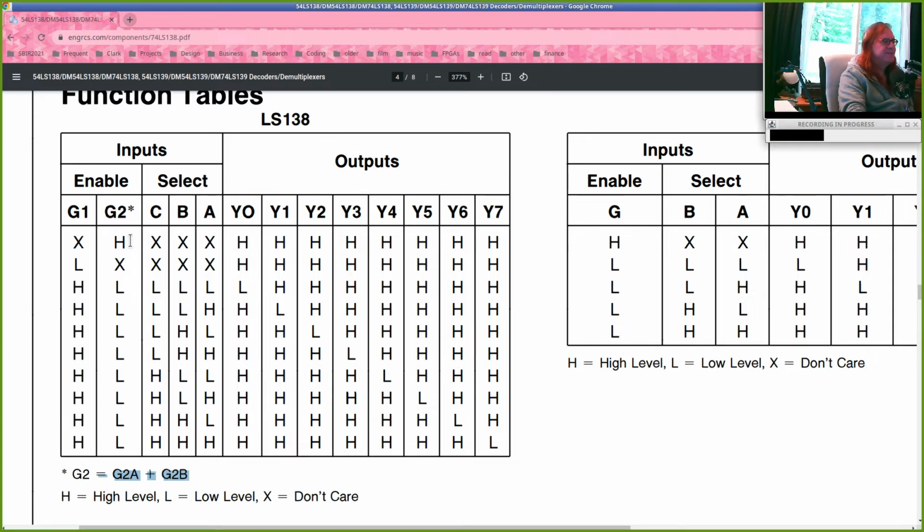So yeah, if G2 star is high or G1 is low, all the outputs are high. But if G1 is high and G2 star is low, then this thing is operating. It's not being disabled, it's enabled. And now, based on the inputs A, B, C, exactly one of your output lines will go low. And so this is the demuxer or decoder behavior that we talked about on Monday, where you choose one of your 8 outputs to activate.